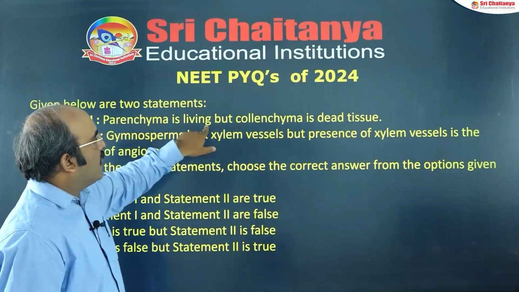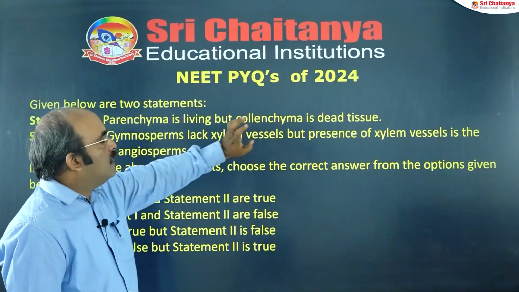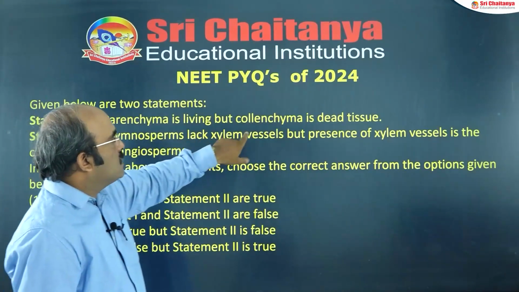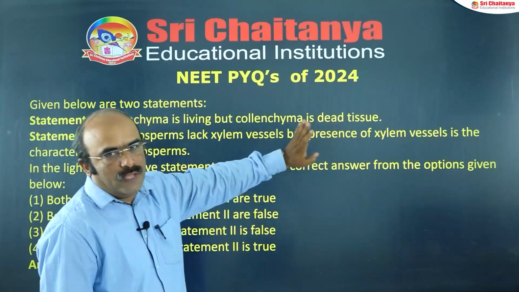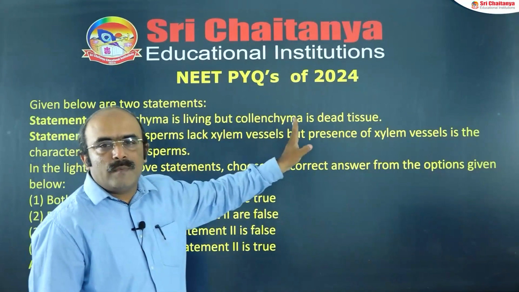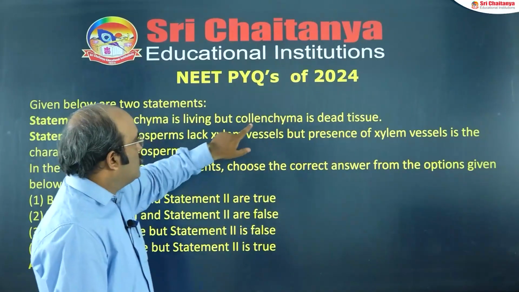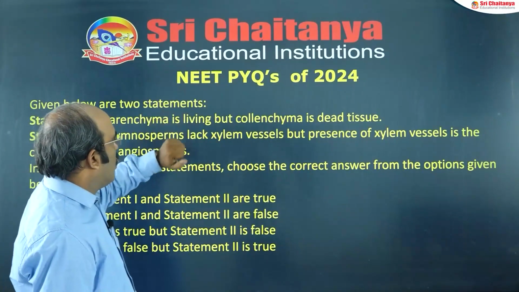Statement 1 is parenchyma is living but collenchyma is a dead tissue. Now here you have a wrong concept, that is collenchyma is a dead tissue. Actually the correct combination is not collenchyma. If it is sclerenchyma, it is a dead tissue. Both parenchyma and collenchyma are living. So this statement 1 is false.